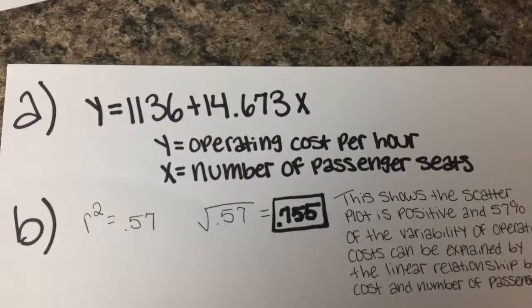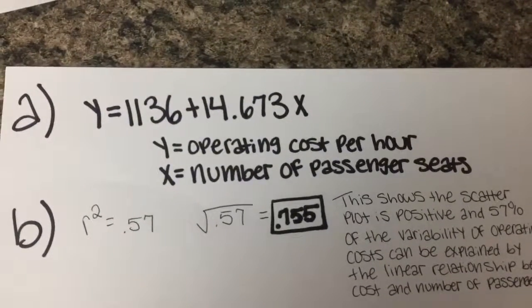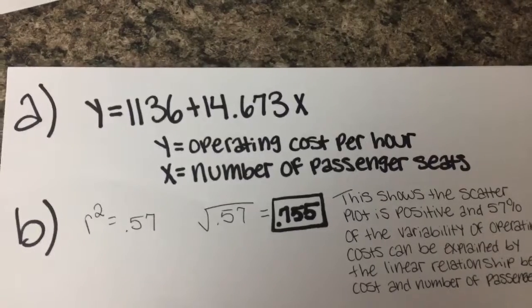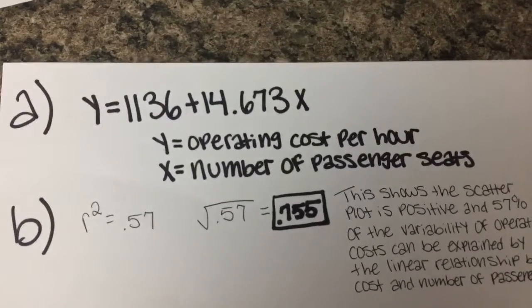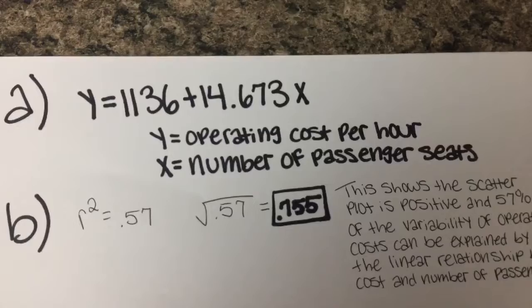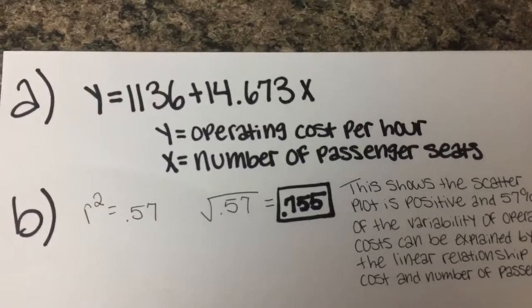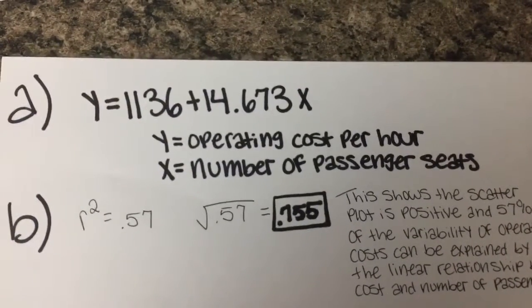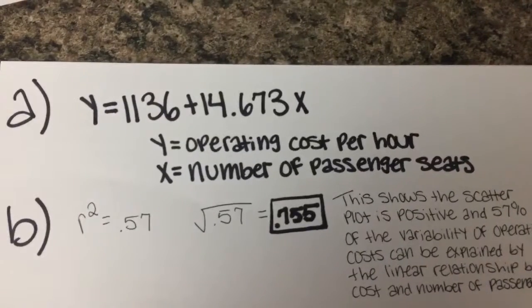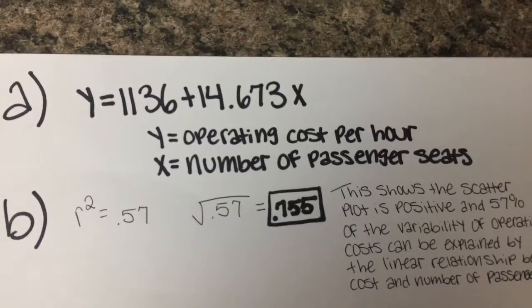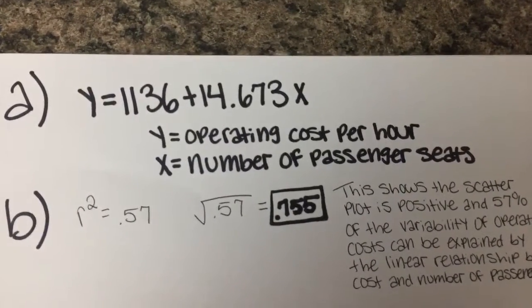For part A of the AP question, it asks for the least squares regression line, and that would be y equals 1136 plus 14.673x. And y represents the operating cost per hour, and x represents the number of passenger seats that each plane has.